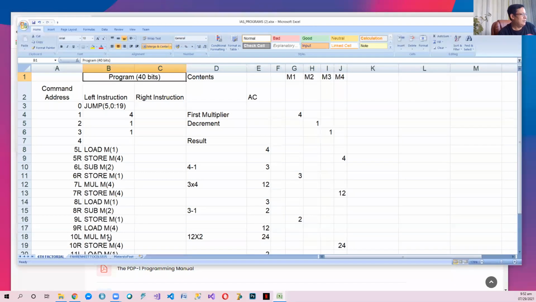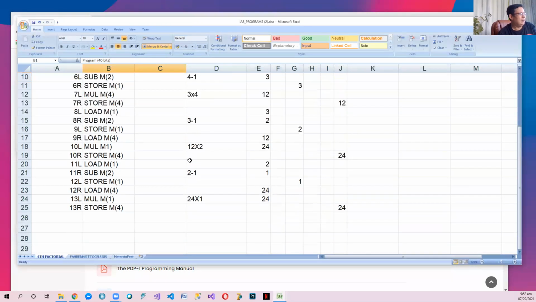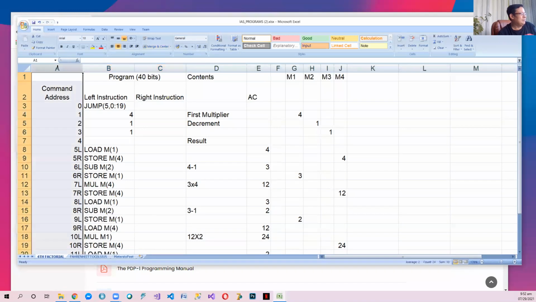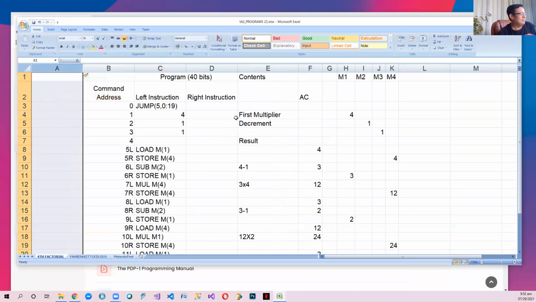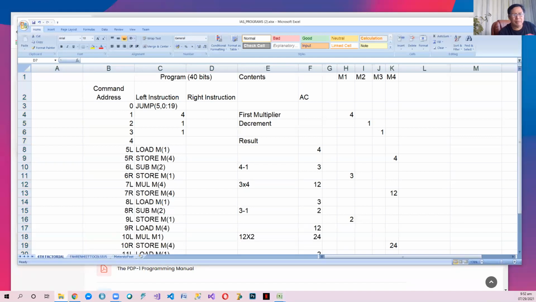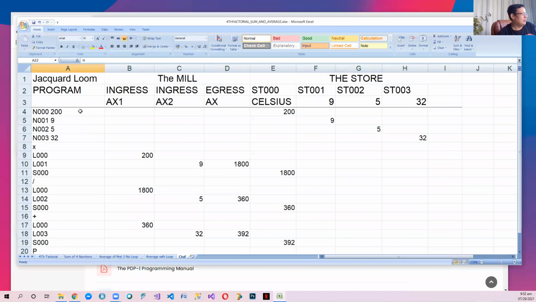First, the fourth factorial. I am adjusting this because I'm going to compare this with the fourth factorial in the analytical engine. This is the fourth factorial of the analytical engine.